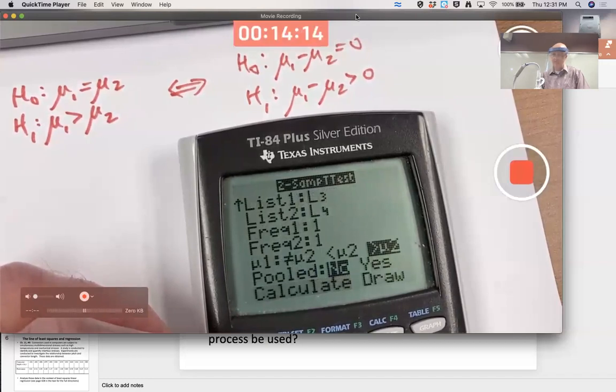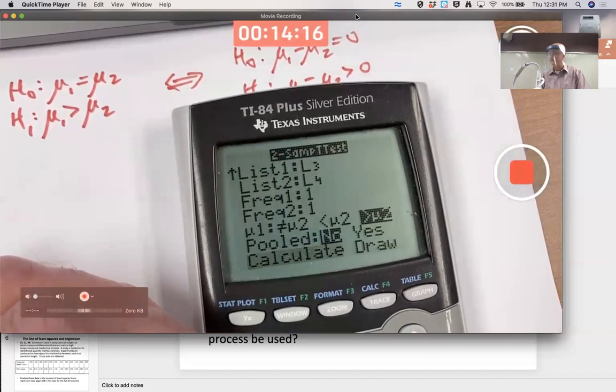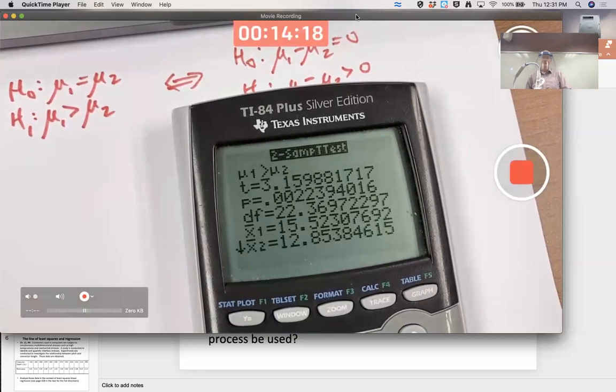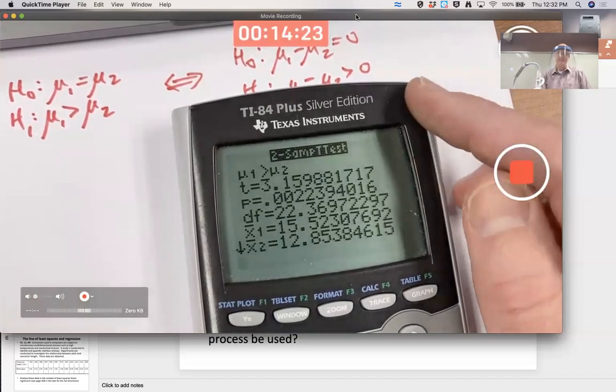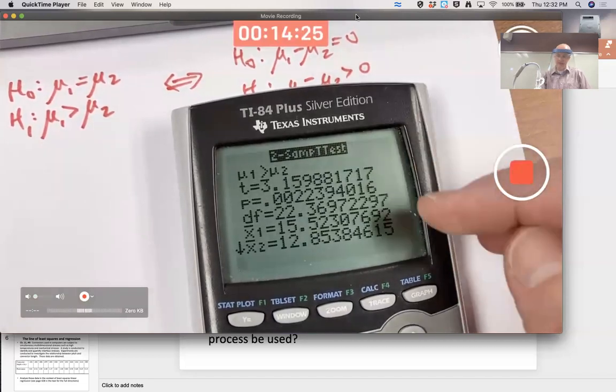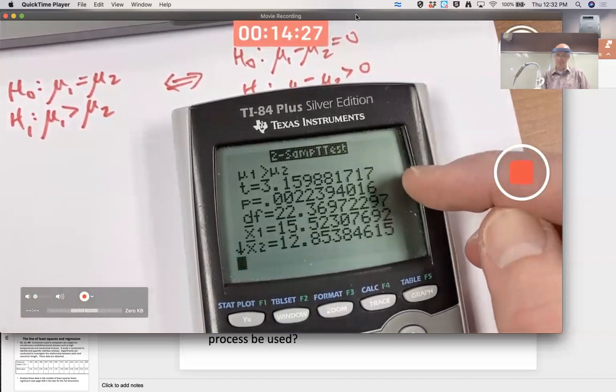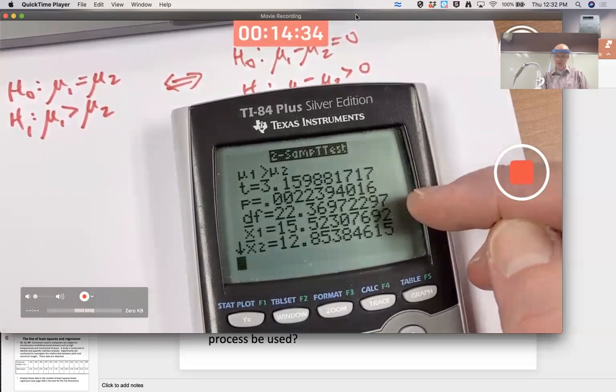Calculate the p-value. Will it calculate anything else? I think it does tell you the degrees of freedom. The t statistic is about 3.16. The p-value is small, about 0.002. We're going to reject the null. And the degrees of freedom, 22.3697. How can a degrees of freedom not be a whole number?